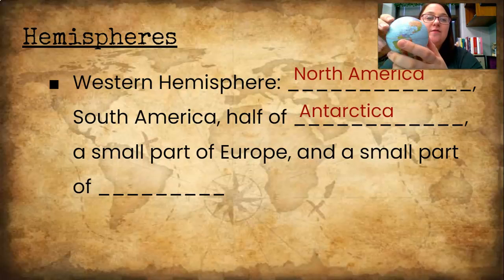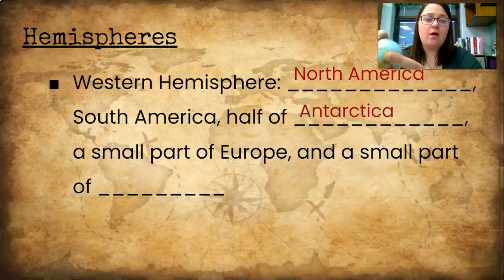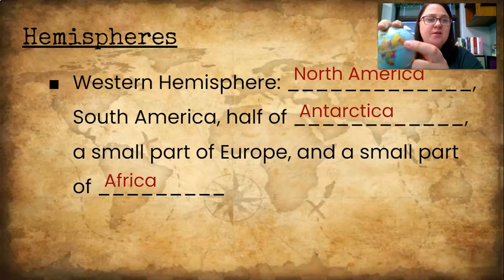A small part of Europe is in the western hemisphere, and this globe is too small for me to tell. But if I remember correctly, part of Ireland is in the western hemisphere. Most of Spain and Portugal are in the western hemisphere, as well as a small part of Africa. So it's just kind of like this huggy piece here on the side that is part of the western hemisphere. It cuts kind of right along this line.